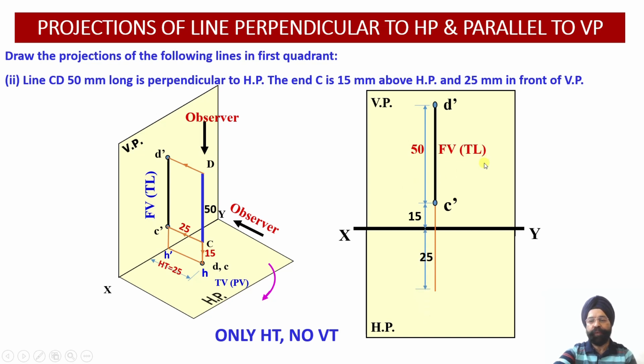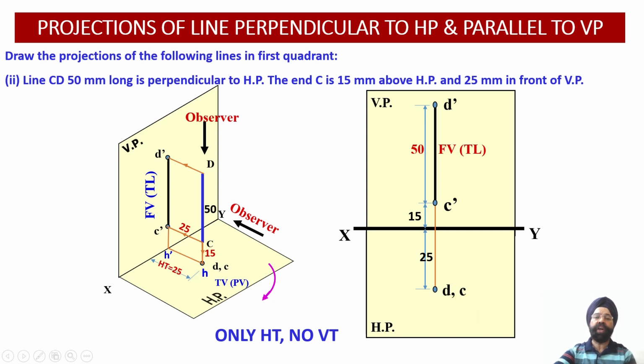So now I want to draw the top view. The top view and front view will fall in one vertical line because the line was perpendicular. I have rotated this horizontal plane downwards. So this distance is 25 millimeter. Just see, the line happened to be 25 millimeter in front of VP. Anything in front of VP will be going down. So front of VP goes below the XY line. So I have marked point D and C over here.